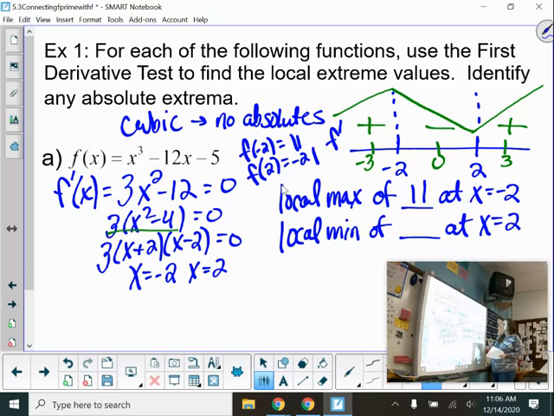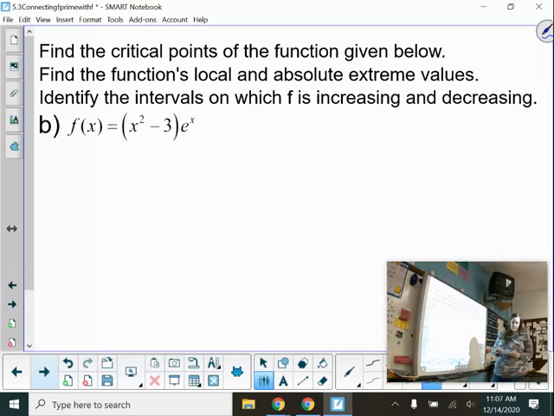So we have a local max of 11 at x equals negative 2, local min of negative 21 at x equals 2. So this is part B.